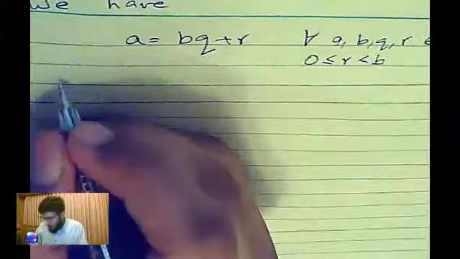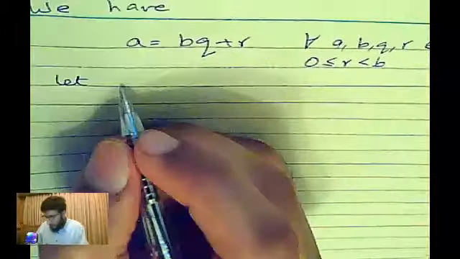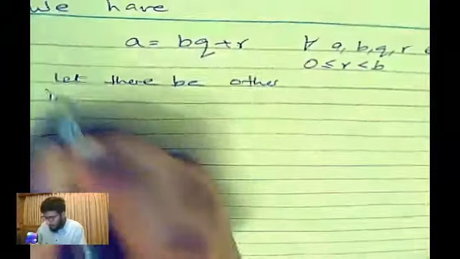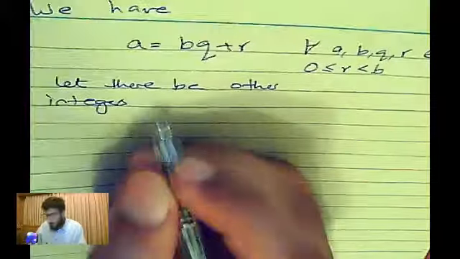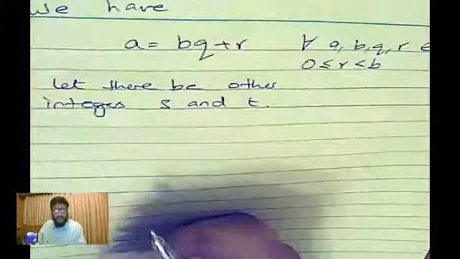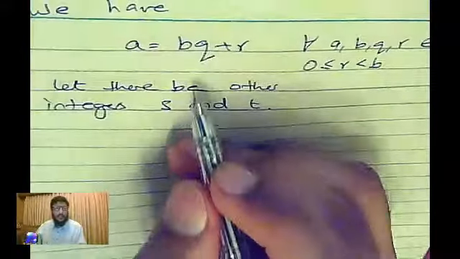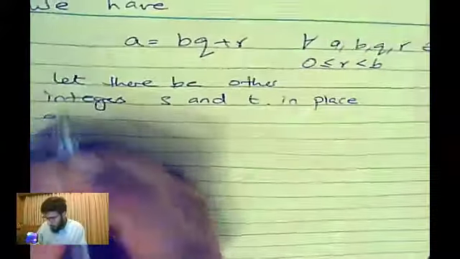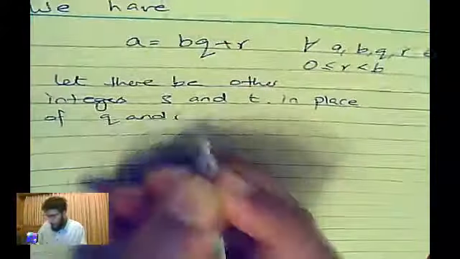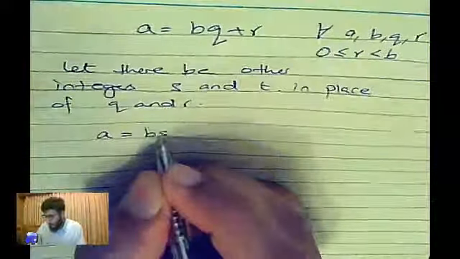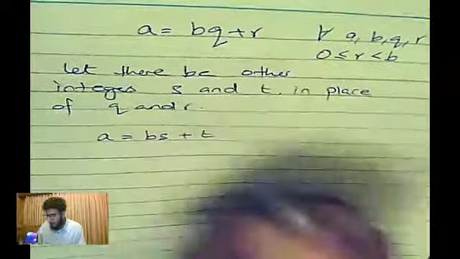Or we can also suppose there be other integers, I can say S and T, in place of Q and R. Therefore, we will have A equals B times S plus T.